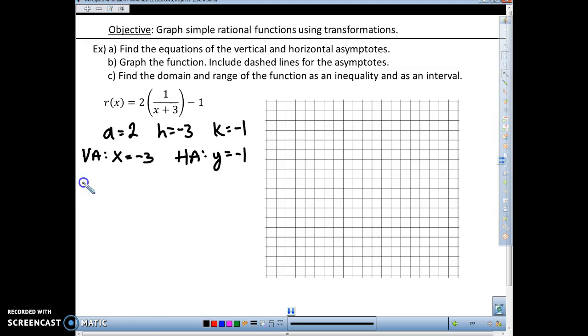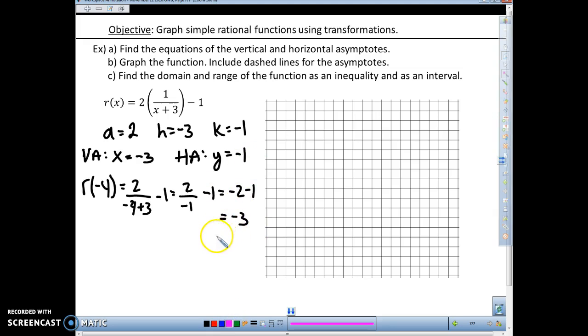So I'm going to go ahead and plug in negative 4, that's the value one to the left of my vertical asymptote, into my function r of x. And this gives me 2 over negative 4 plus 3. Take away 1. This simplifies to 2 divided by a negative 1, subtract 1, which is just negative 2, take away 1, giving me negative 3. So that means one of my points is negative 4, negative 3.